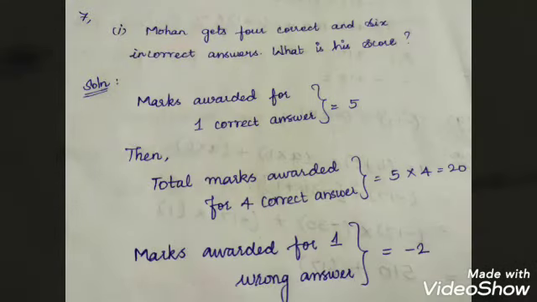Now we will see. Mohan gets 4 correct and 6 incorrect. So what is his score? For 1 correct answer they are giving 5 marks. So for 4 correct answers, 5 into 4 equals 20. Which means, if 1 chocolate is 5 rupees, the price of 5 chocolates is 5 into 5, 25. The same thing applies for correct answers: 1 correct answer gives 5 marks, so 4 correct answers, 5 into 4, 20.